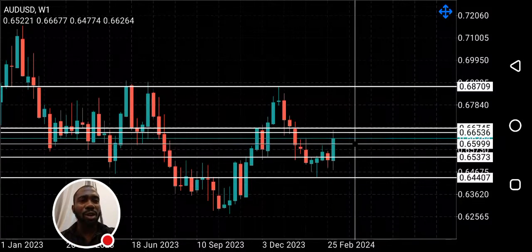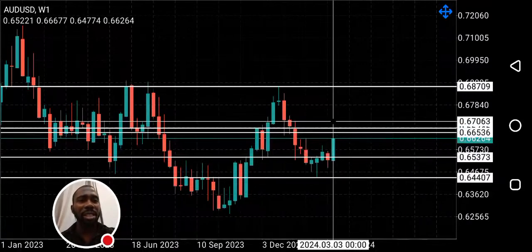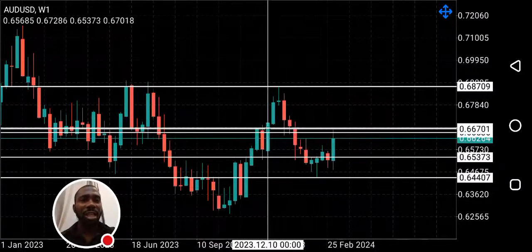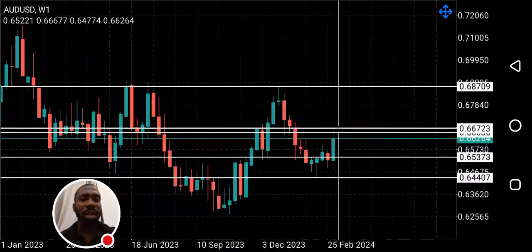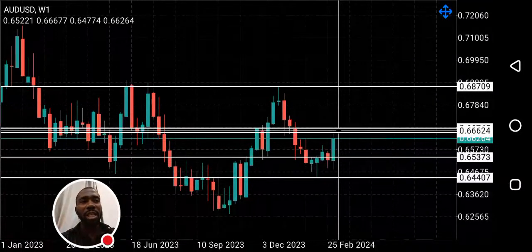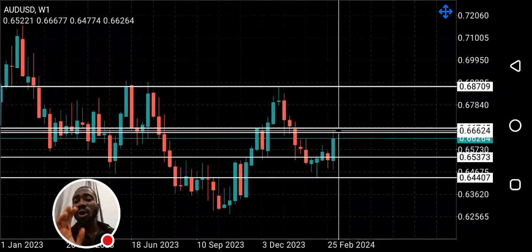Like I said, on the weekly time frame price tested a resistance level, a supply zone, and there was a rejection from that level. Now we're going to move down to the next lower time frame, which is the daily time frame. What are we going to look out for there? We are going to identify a bearish reversal pattern on the daily time frame.